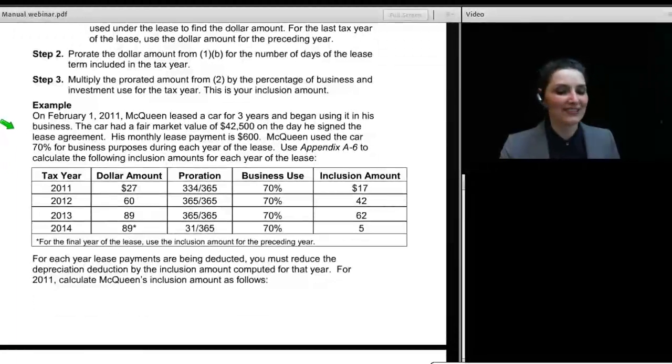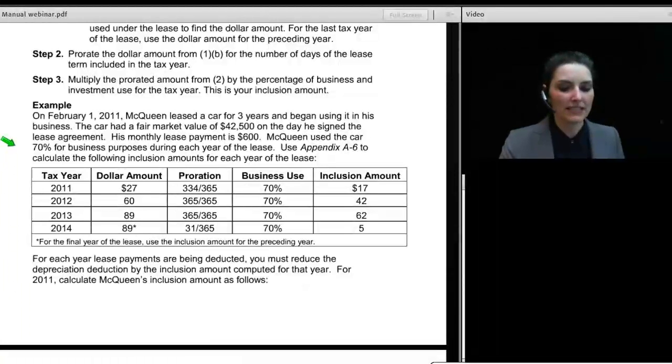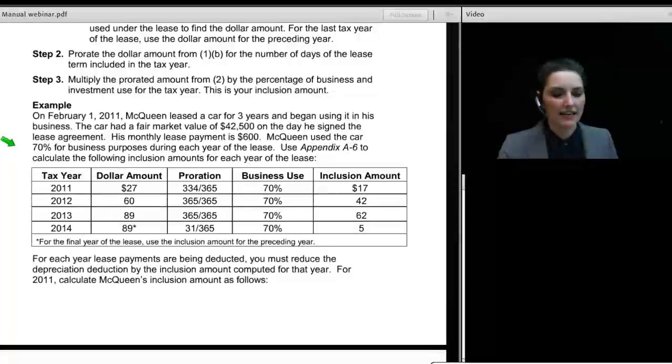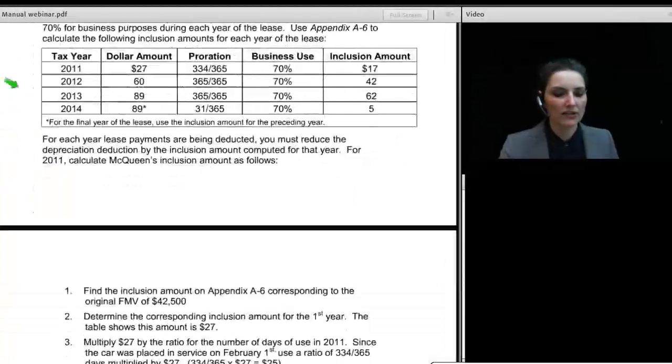On February 1, 2011, McQueen leased a car for 3 years and began using it in his business. The car had a fair market value of $42,500 on the day he signed the lease agreement. His monthly lease payment is $600. McQueen used the car 70% for business during each year of the lease. Use Appendix A6 to calculate the following inclusion amounts for the year.